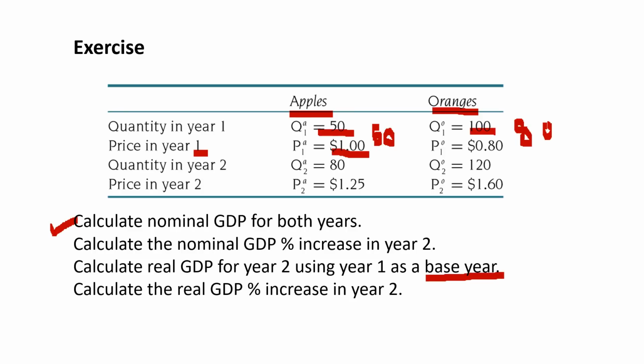So the total nominal GDP for year 1 is 130, right? So 50 plus 80 equals 130. In year 2 we do a similar thing. We take the prices of year 2 and multiply them by the output of apples and oranges in year 2. So again, 80 multiplied by 1.25, and then 120 for oranges multiplied by $1.60, which is equal to 292. So this is the nominal GDP for year 1, and this is the nominal GDP for year 2. So we are done with the first requirement.